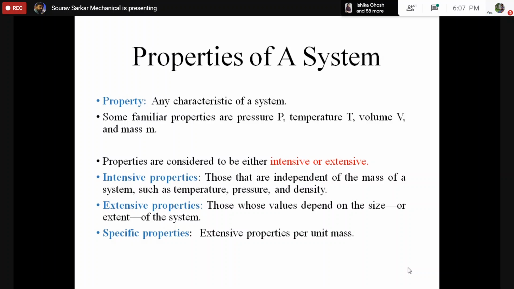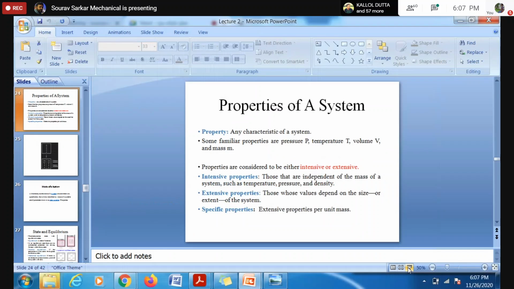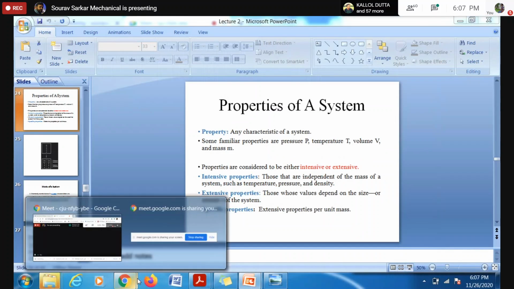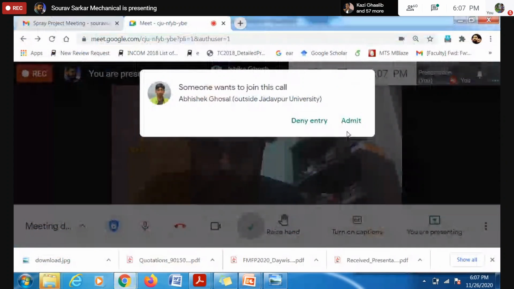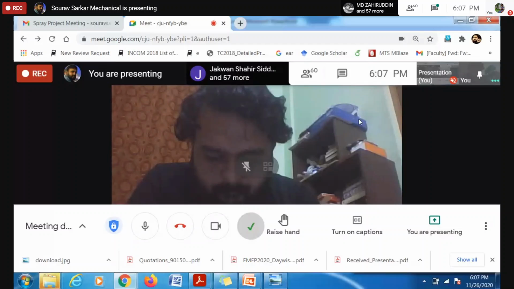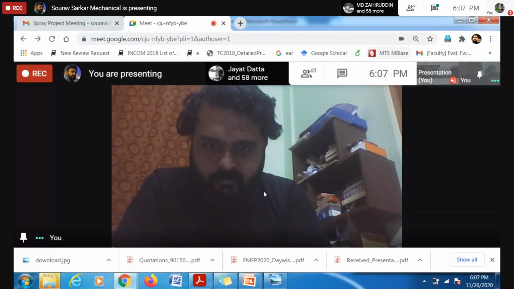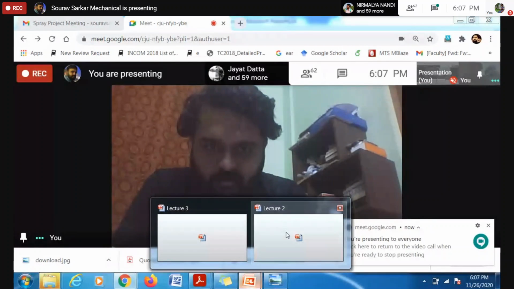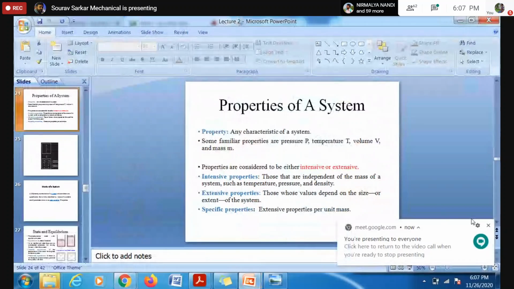Do you remember what is called the state postulate? Can you recollect what the state postulate is? Anyone? What is the state postulate? Yes, sir. A simple compressible system can be specified by two independent intensive properties. Excellent. So that we discussed in the last class.